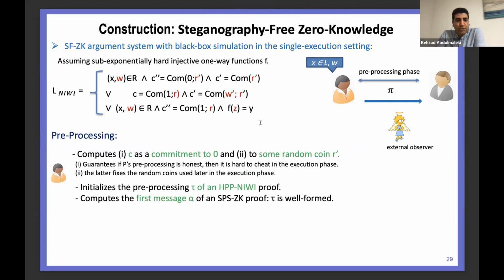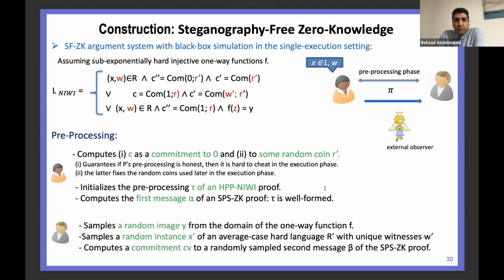So now, as I mentioned, this SFZK protocol has 2 phases, a pre-processing phase and an execution phase. In the pre-processing phase, the prover commits to some message 0 and some randomness R prime, and then generates the first message of the HPP NIWI and the first message of SPSCK, which will later be used to prove that the first message of HPP NIWI is generated correctly. And then it makes the green part public.